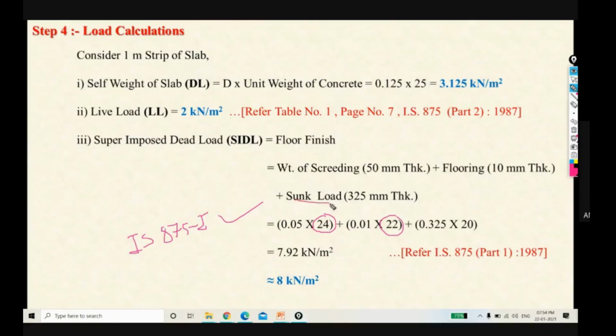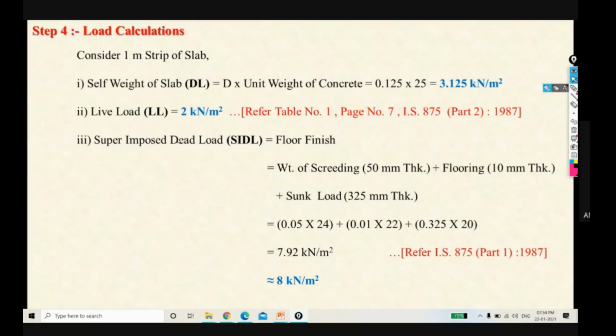Okay, and then for the sunk load, wet density is 20. Thickness is 50 mm, converted in meter that is 0.05, 10 is 0.01, and for 325 it is 0.325. So just calculate it. It is 7.92 kilonewton per meter square, and just round it up to a higher value, that is 8 kilonewton per meter square. Now these are the loads which are coming on our slab.